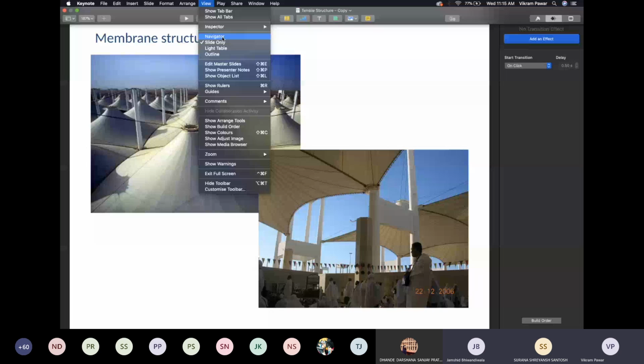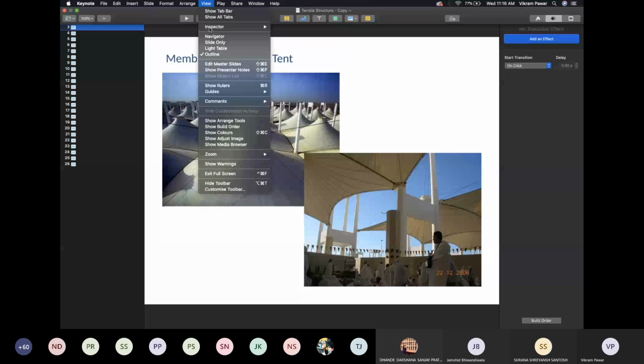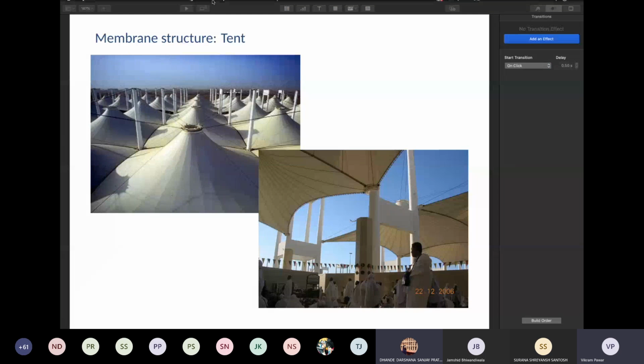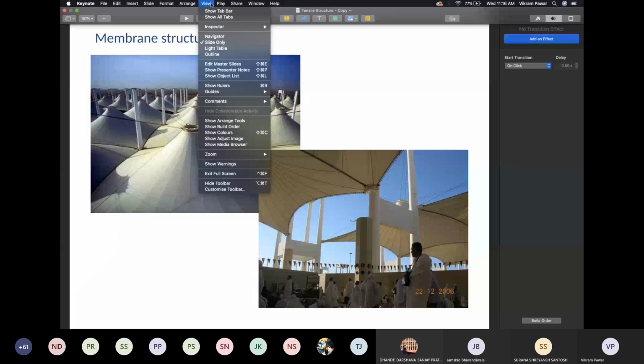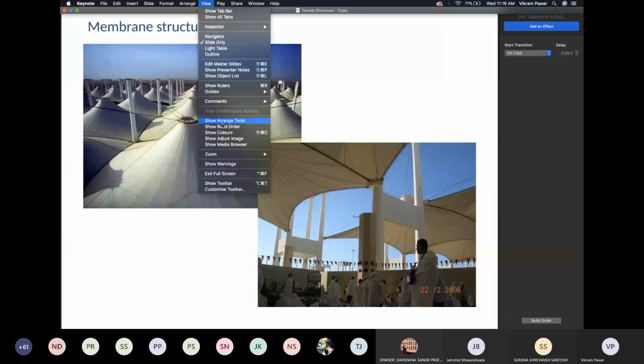So navigator is on. No, not on. This is navigator, right? You can do hide toolbar. Okay. Hide slide toolbar. No, that is, oh, it's not there. Anyway, not able to do that.